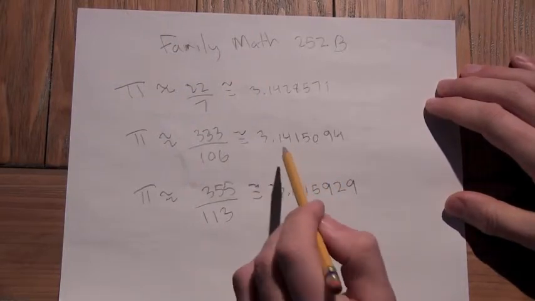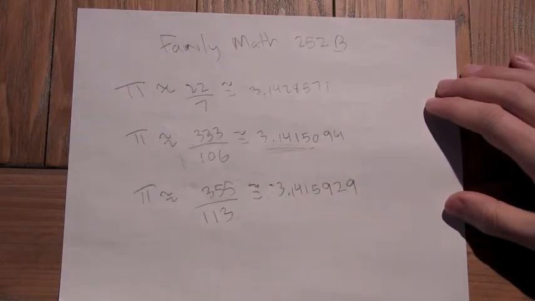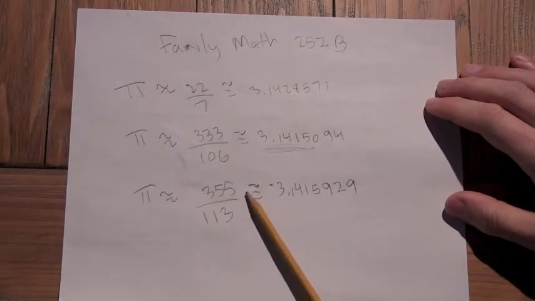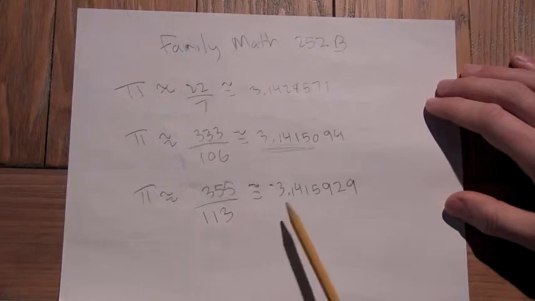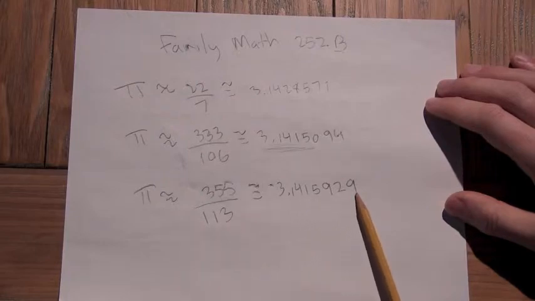Which got our date from yesterday. That's how we got our date from yesterday. So yesterday was happy 333 over 106 day. And then there was an amazing approximation, 355 over 113, which was 3.1415929. So super close to pi.